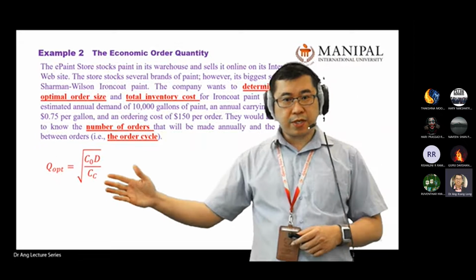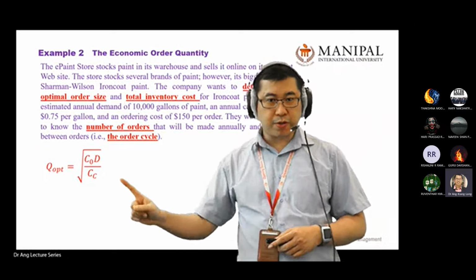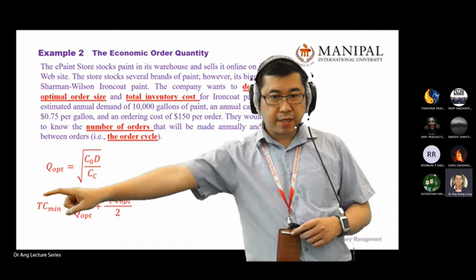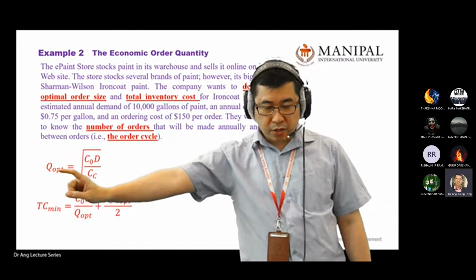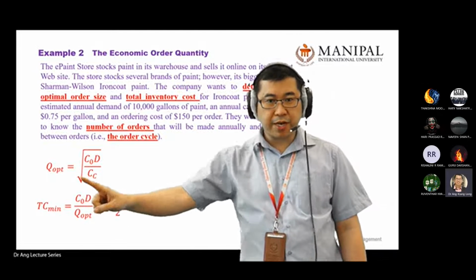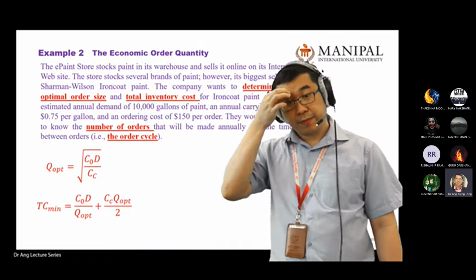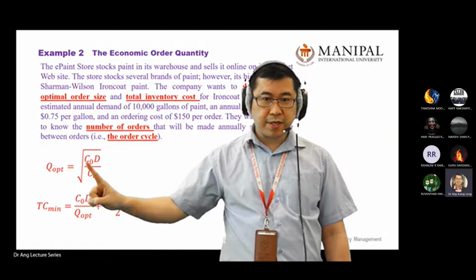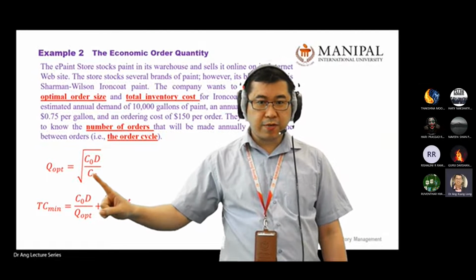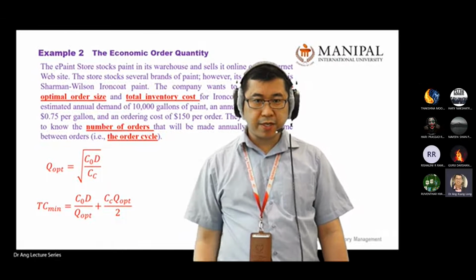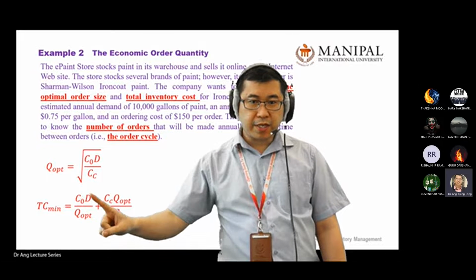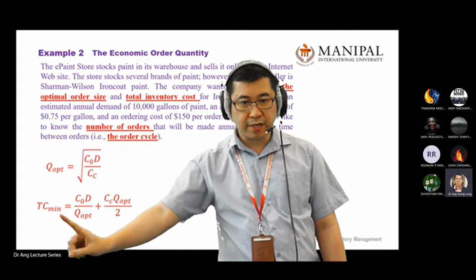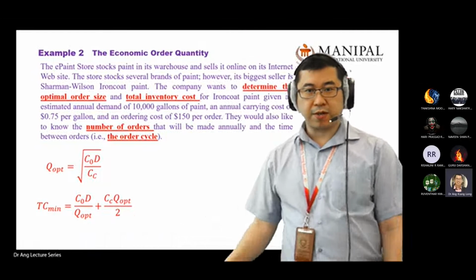This is the equation they're going to use. QOP equal to square root of something, and the total cost equation with the QOP value there. Basically, this one was given. This one was given. This one was given. You can find your QOP already. Demand was given. CC was given. 2 was given. You can find the total cost already.